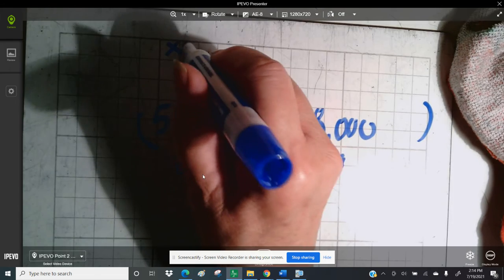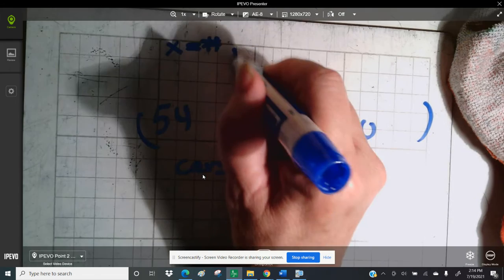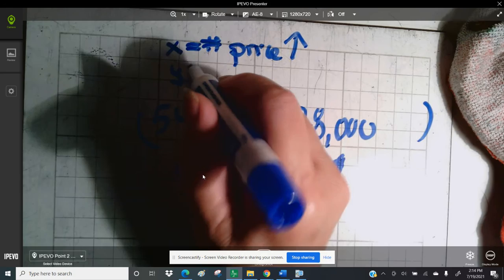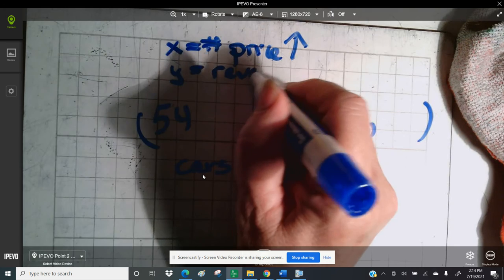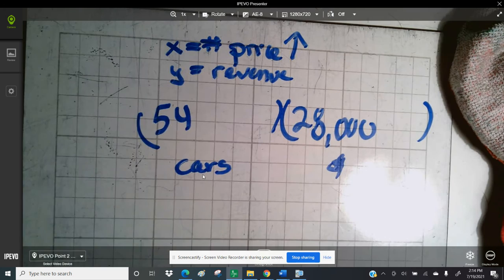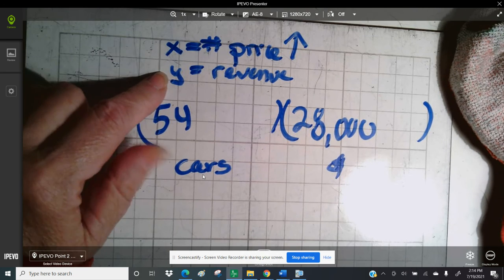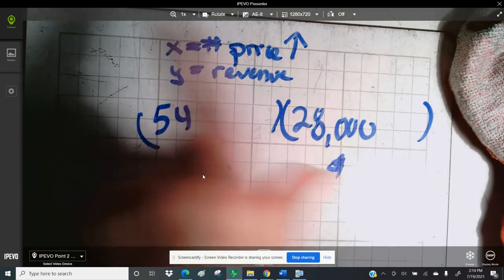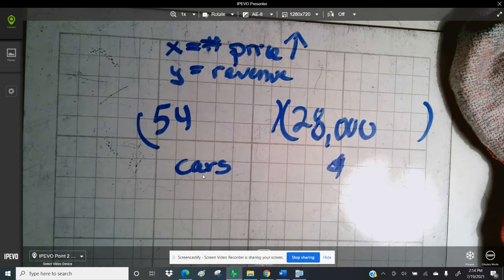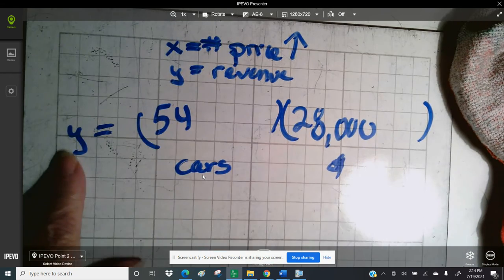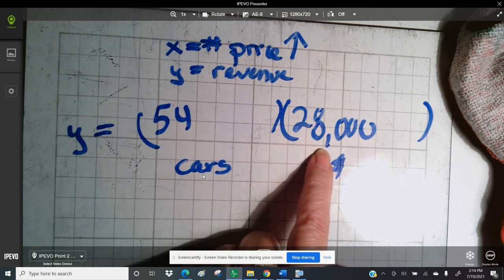So I'm going to say X is going to be the number of price increases, and Y is going to be my total revenue. On these min-max problems where it's talking about revenue, this is always going to be what you set your X and Y to. Sometimes it'll be price decreases, but in this case, it's a price increase. Right now, my total revenue would be 54 times 28. That's what's happening today.